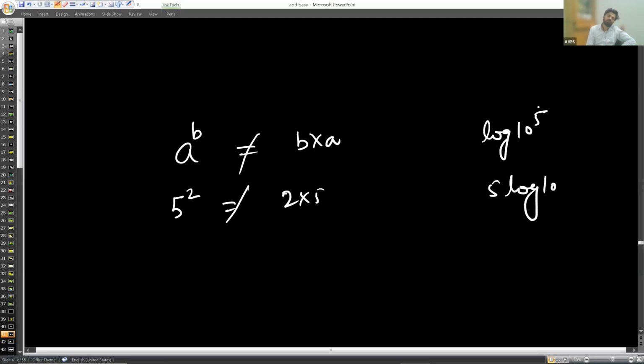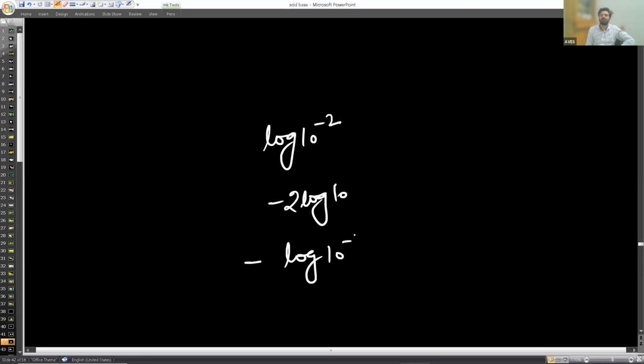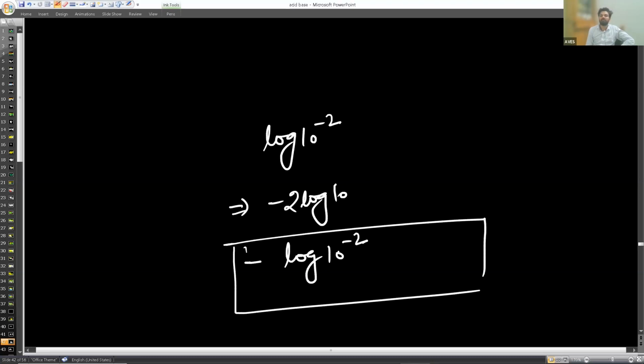This log helps us to write like this. This power comes to this side. For example, if I write log 10 raised to the power minus 2, I can write it as minus 2 into log 10. If I write minus log of 10 raised to the power minus 2, what will it be? Tell me what it will be. Plus 2 log 10.